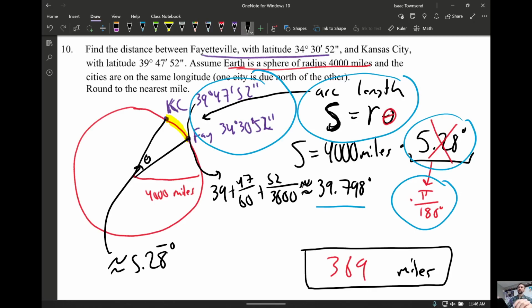Okay, is that okay? Y'all want any follow-up to that? If you got stuck on that one, you think you can do it on the next one? Number 10 on worksheet B?